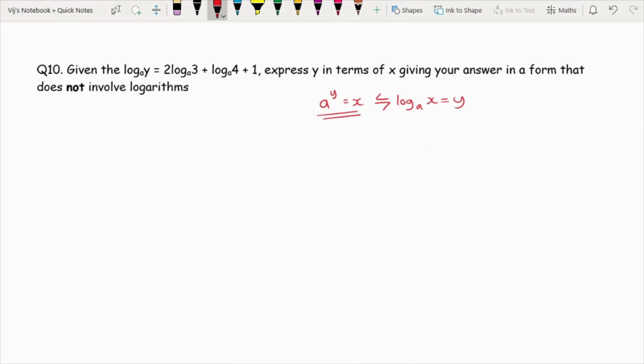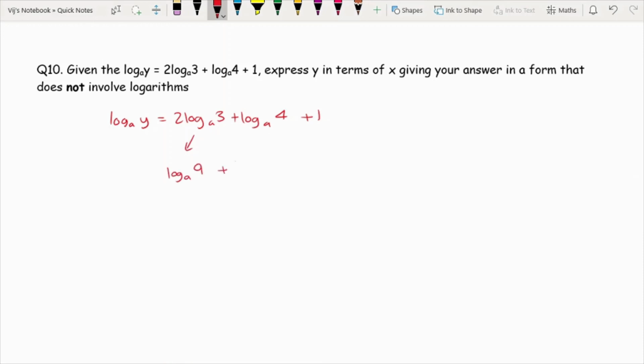So initially we're going to work with this, and then when we write it in this form, we then need to convert it into this one here. So I'm just going to get rid of that. And so let's have a look at this question. So here what we've got is log_a y equals 2 log_a 3 plus log_a 4 plus 1.